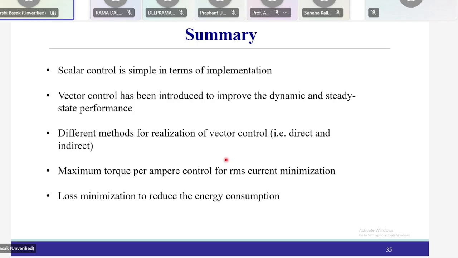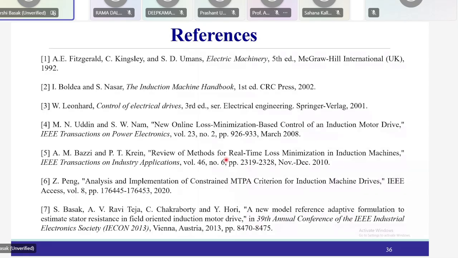These references you can use. For the initial part of the lecture, where we talked about modeling the induction machines, you can use this for the modeling of the induction machines and the steady state and dynamic model. Then you can follow Leonhard for your vector control. Then you can go for the loss minimization algorithms, and you can refer to these papers for them.